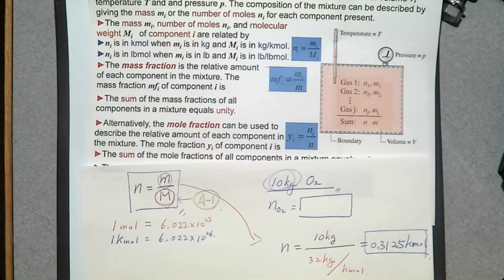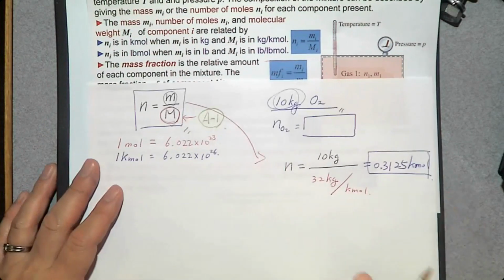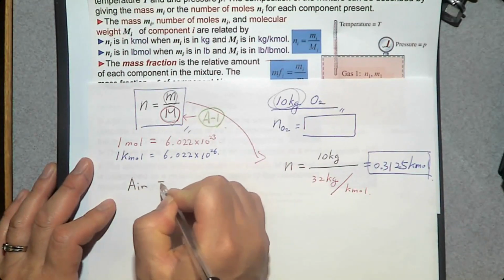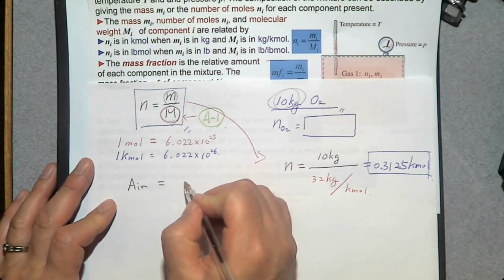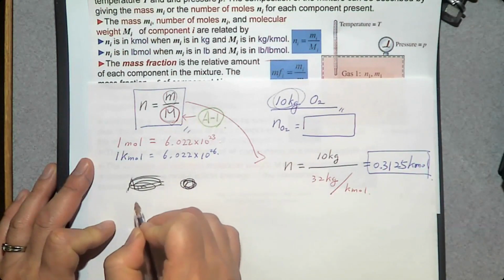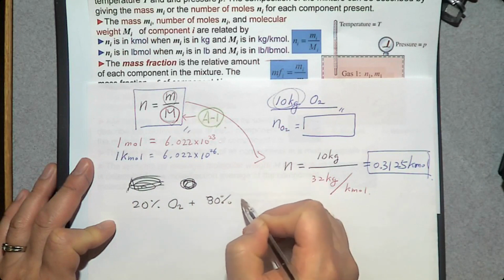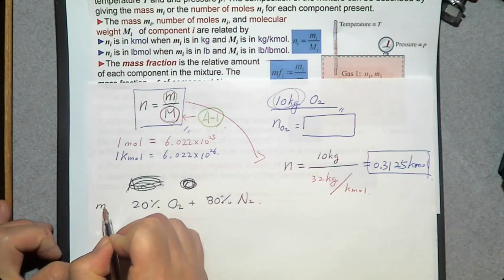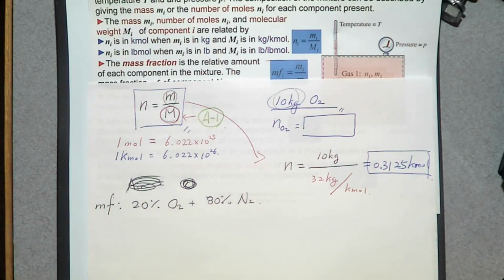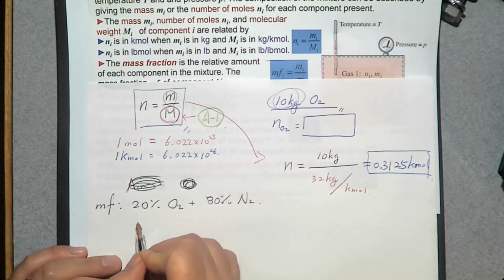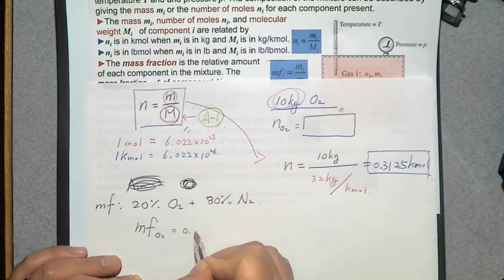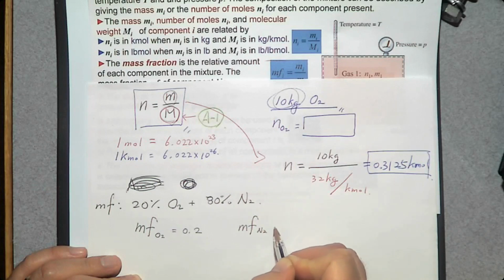The next thing that we studied is the mass fraction and the mole fraction. The mass fraction is, when you have a mixture, the relative amount of each component in the mixture. So if we have air, let's say you have a mixture of 20% oxygen and 80% nitrogen by mass. So this is a mass fraction. Then the mass fraction of oxygen is going to be 0.2, and the mass fraction of nitrogen is going to be 0.8.